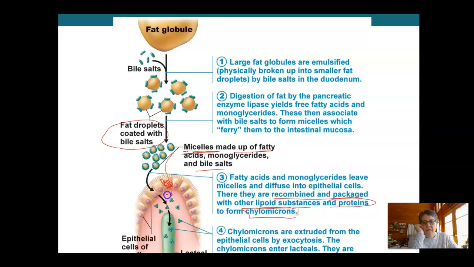And the chylomicron then leaves, and this big bulky molecule can't enter into a blood capillary, so it enters into a lacteal.